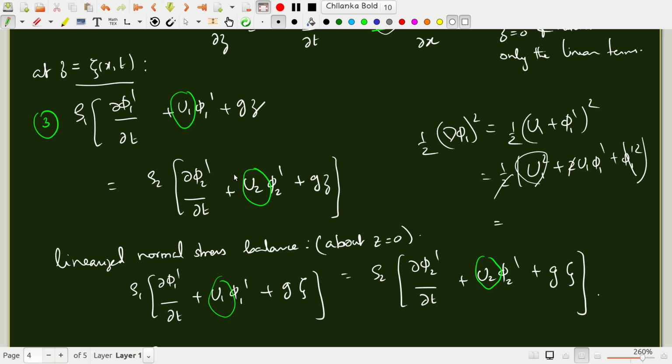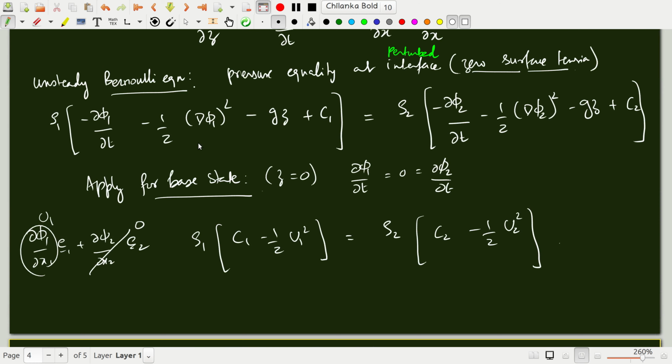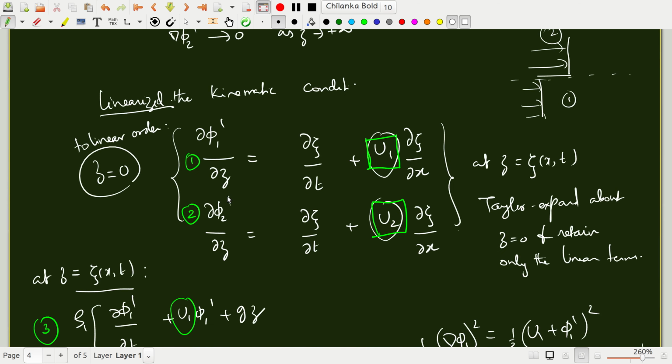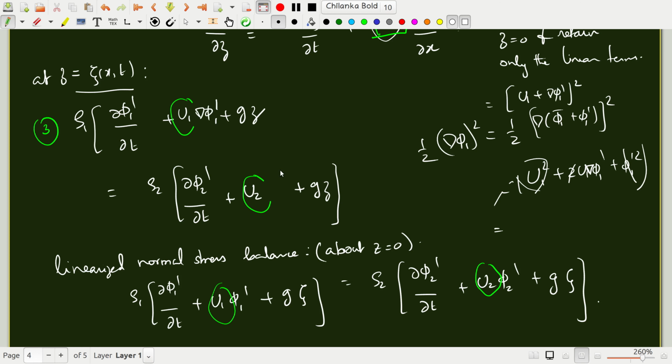So there is one small thing. We wrote, when we linearized this particular expression, Bernoulli, you have to use grad phi. This is grad, because the grad operates on the entire phi 1. Let me just take a moment to explain this. So half grad of phi 1 bar plus phi 1 prime the whole squared, but grad of phi 1 bar is u 1, plus grad phi 1 prime is simply grad phi 1 prime. So you should have u 1 grad phi 1 prime, u 2 grad phi 2 prime.